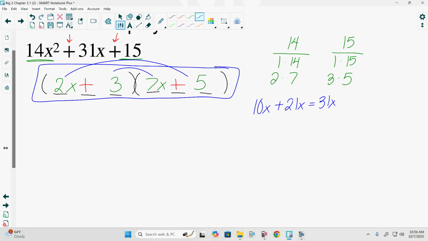And that's it. If it wasn't, the first thing I would do is switch to 5 and 3 and try again. If that doesn't work, then we would switch to 2 and 7 for 1 and 14 and try it again. But since we got it on the first try, we're done. This is it. Questions on this here?